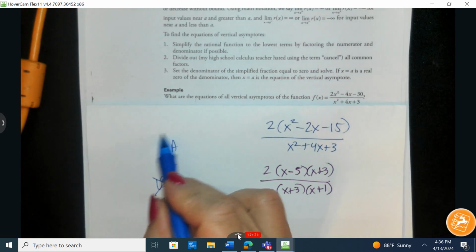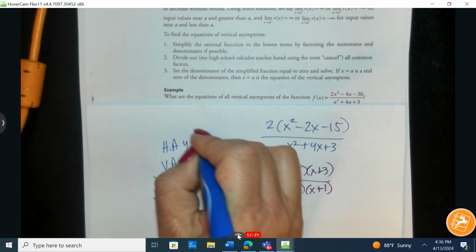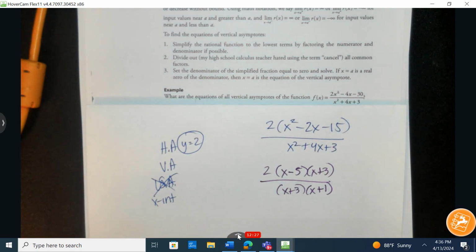Going back here, so how do I figure out the horizontal asymptote? 2 divided by 1 is 2. So this is the asymptote. The equation is y equals 2. Don't just say 2, it's y equals 2.